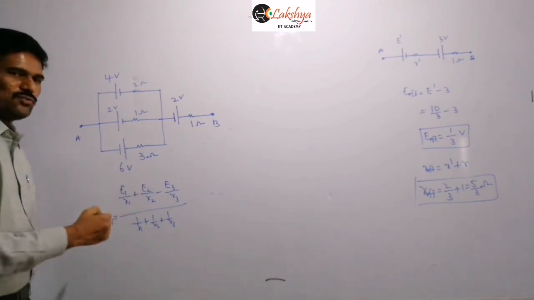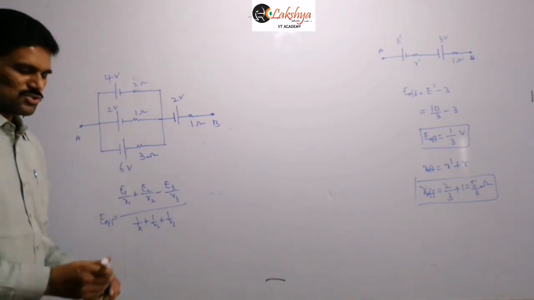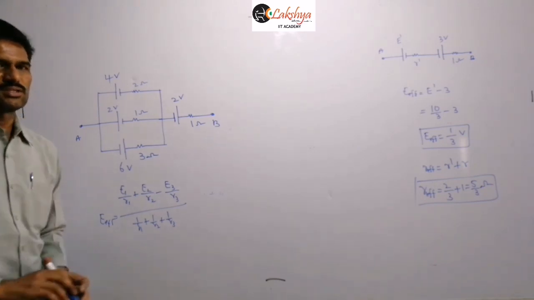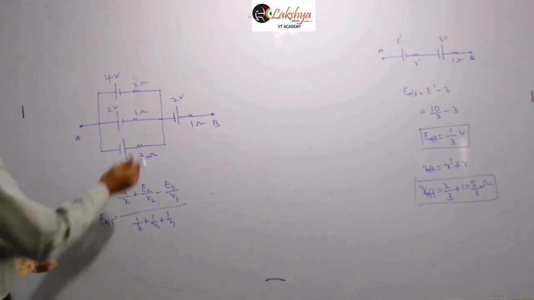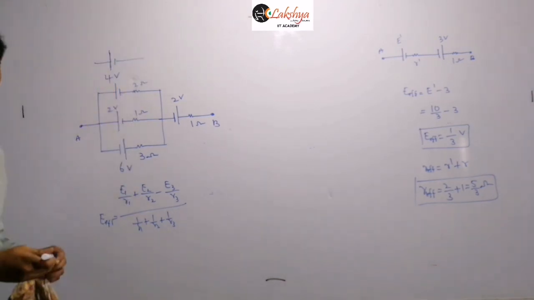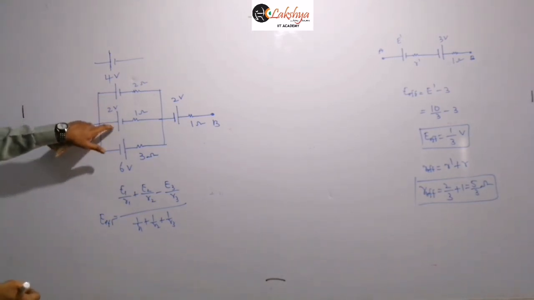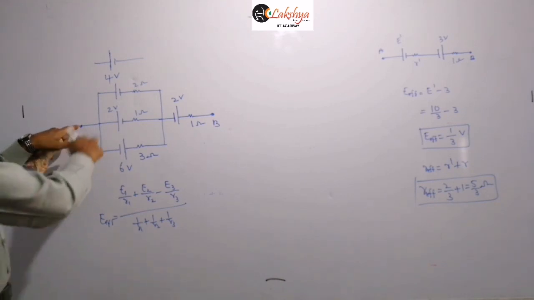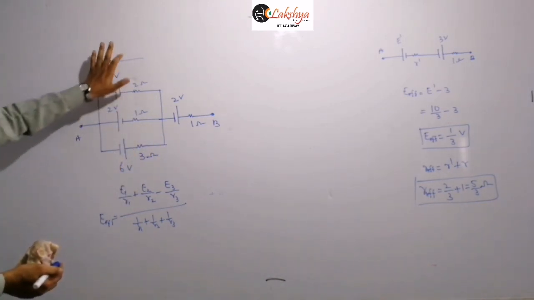If this value you are getting as positive, then our assumption is correct. Our assumption is correct in the sense we are assuming here the higher potential will be this side. Positive here, higher potential will be this side. That is why we are taking this as positive values here, right? Higher potential must be this side and lower potential must be this side. So we are assuming the effective cell we should represent like this.